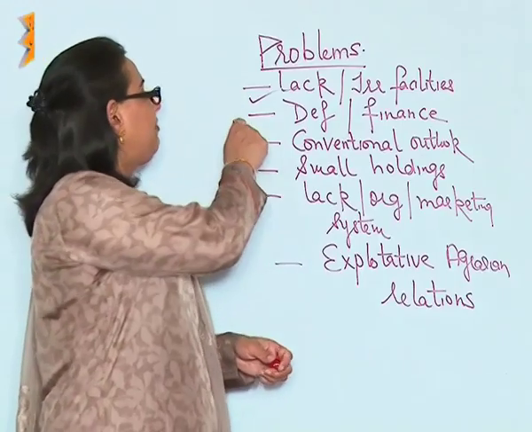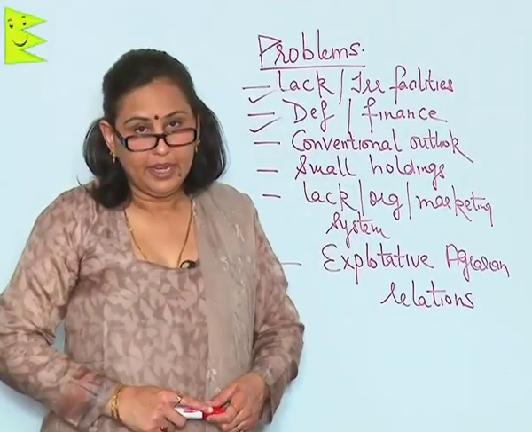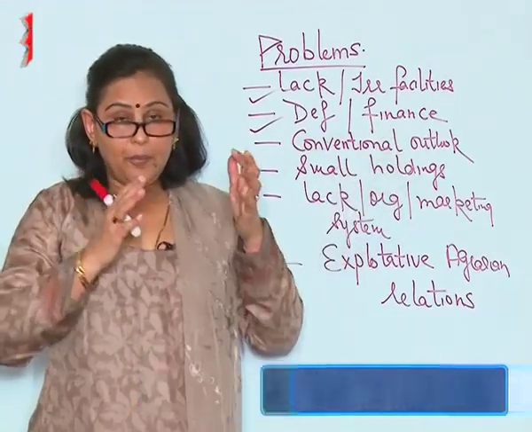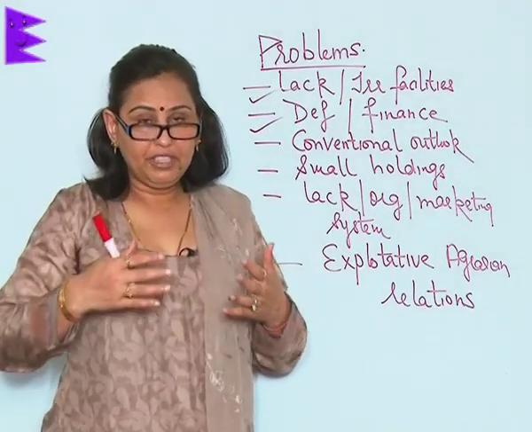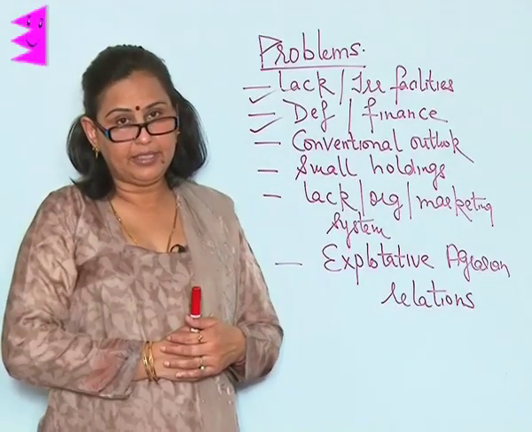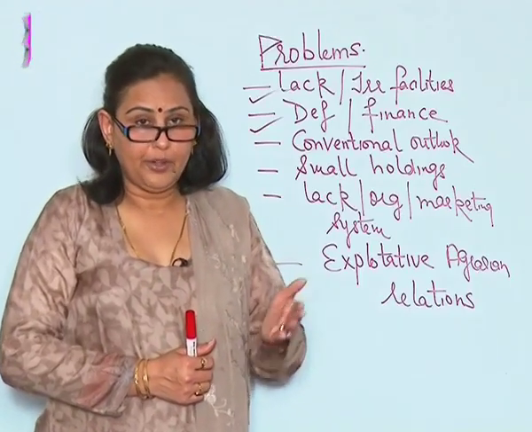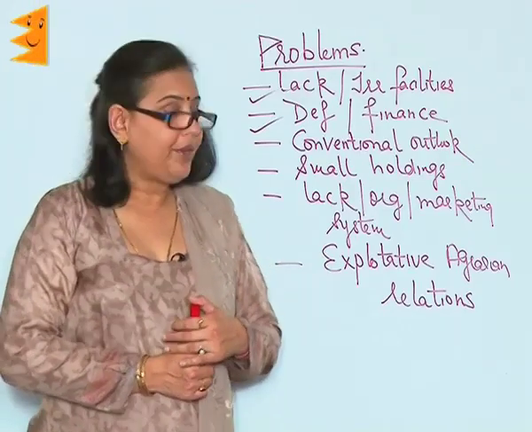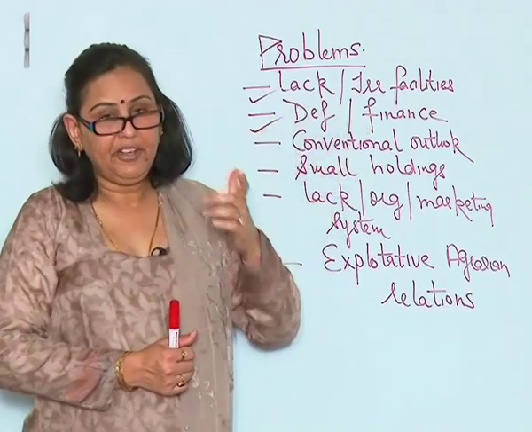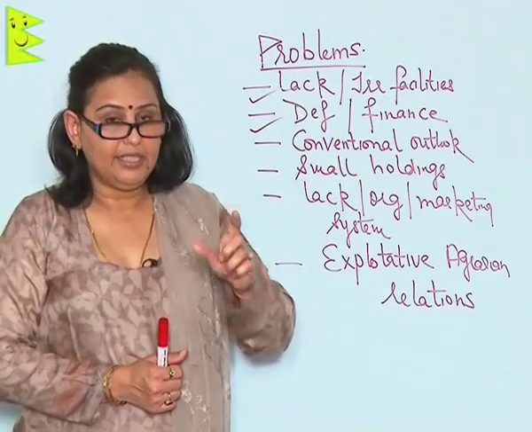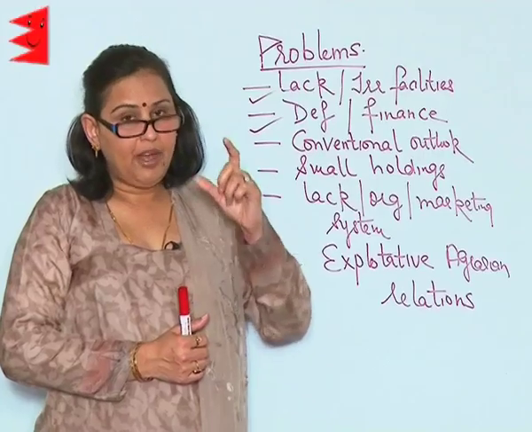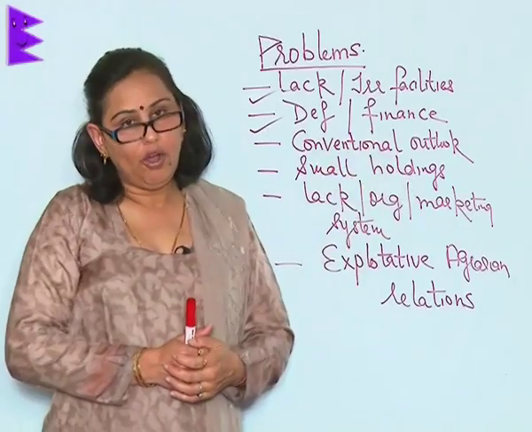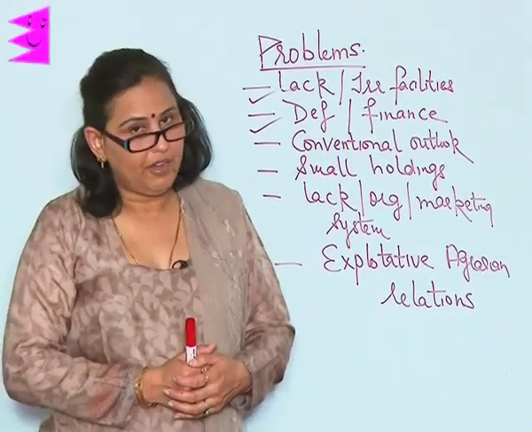The second problem faced by the Indian farmer is deficiency of finance. As the production is low, as most of the time the tenants are working on the fields and they are not using modern technology and modern methods, this leads to low productivity and thus the profit which comes out of the fields is very low. So the Indian farmer is always short of money and thus this deficiency of finance makes him a poor farmer.